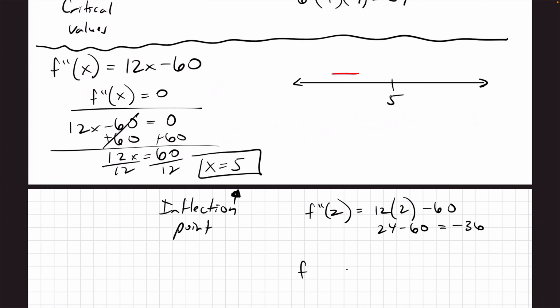Then I want to choose a number bigger than 5, but less than 9, so 6. 12 times 6 is 72. Minus 60 is positive 12. Very cool. So it's concave up from 5 onward.